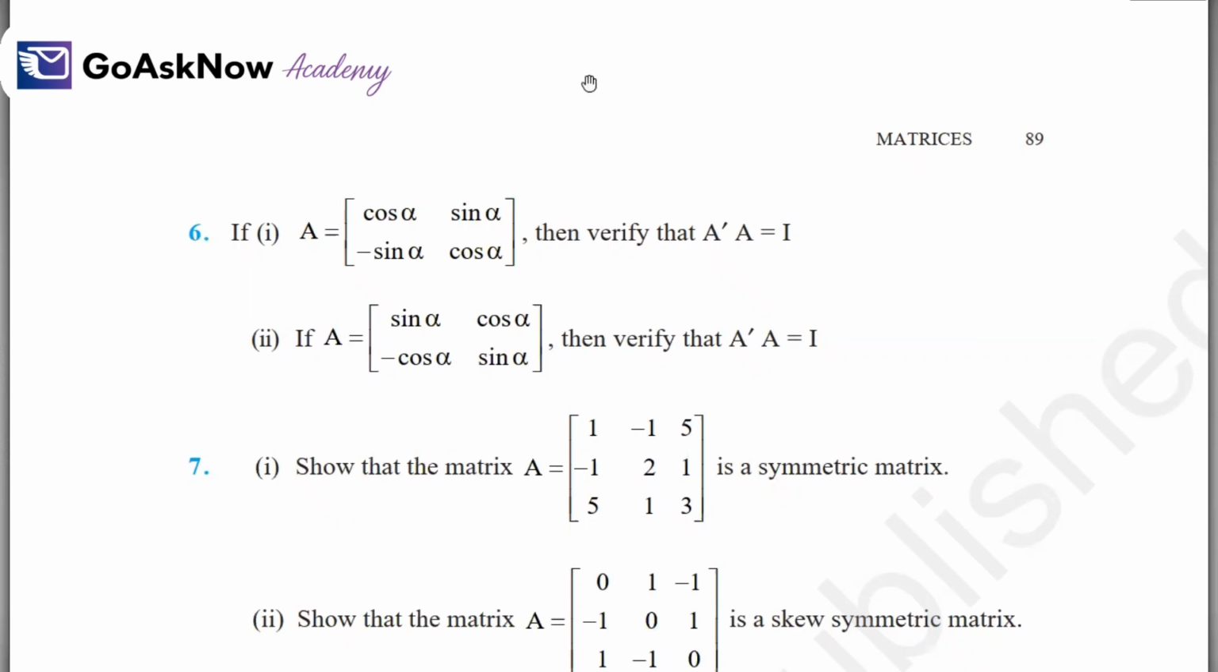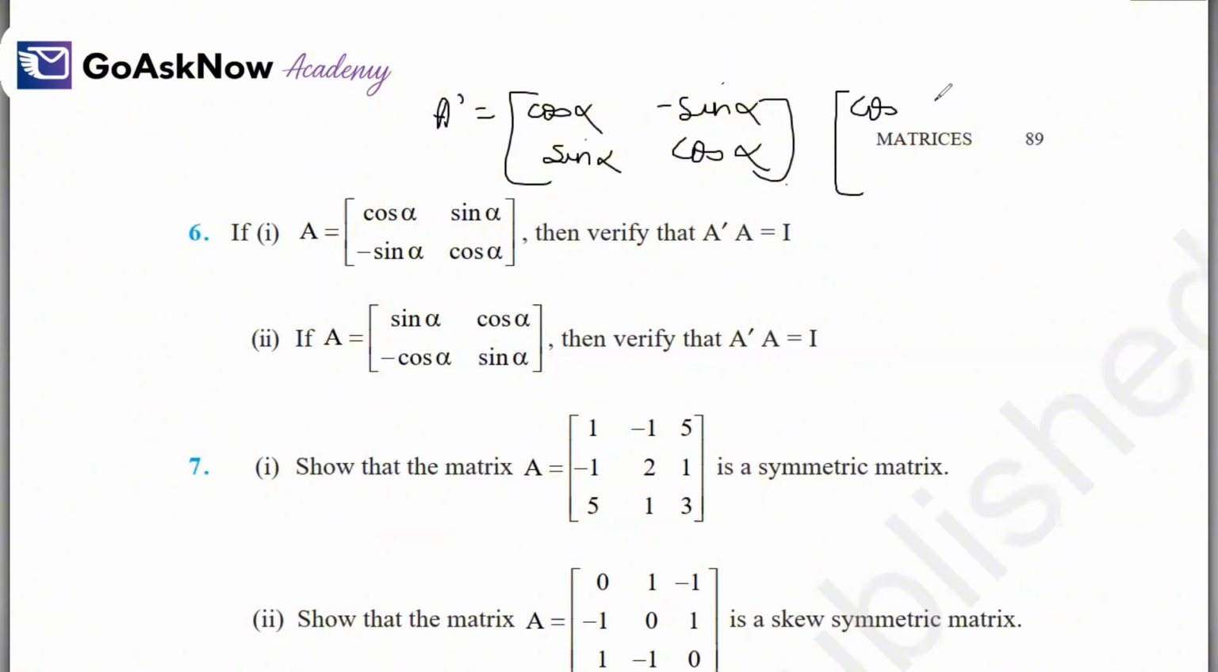Okay. So first find out the A dash here. You will get A dash equal to, just take the transpose here. You will get cos alpha, sin alpha, minus sin alpha and cos alpha. Okay. Now just multiply it with what? A. So here A is cos alpha, sin alpha, minus of sin alpha and cos alpha.